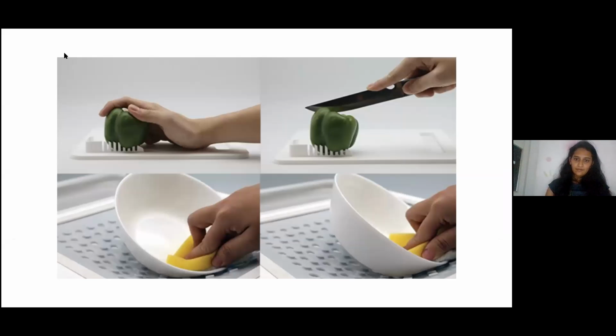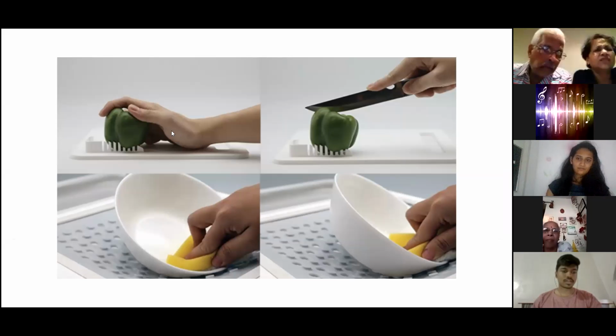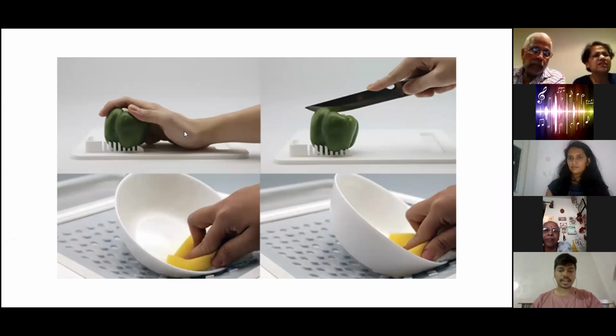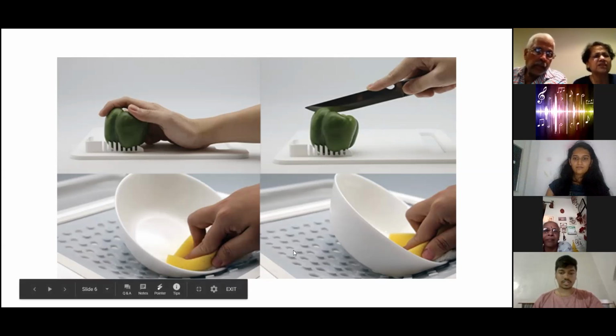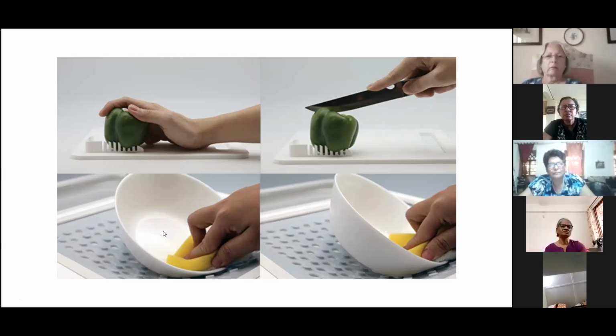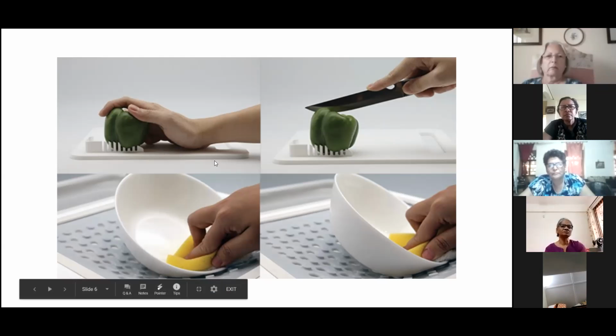This is a product from the brand OneWare. They make products that can be used by one single hand. As you can see in the top two images, the chopping action can be easily done by one hand because the board is holding the vegetable or fruits. In the second image, the rubber mat below the bowl helps the user hold the bowl in whichever direction the user wants.